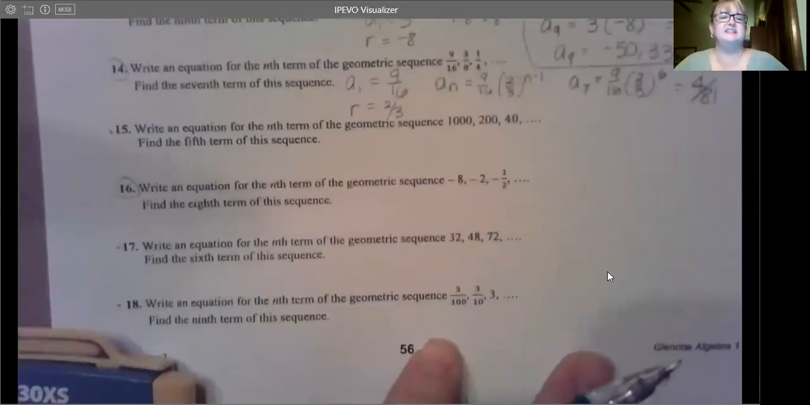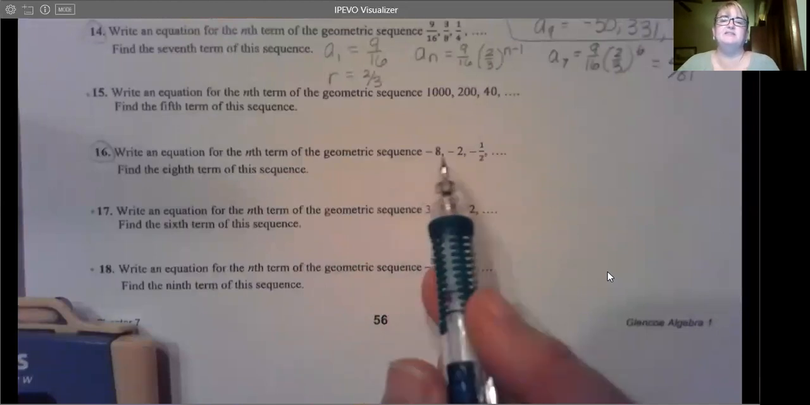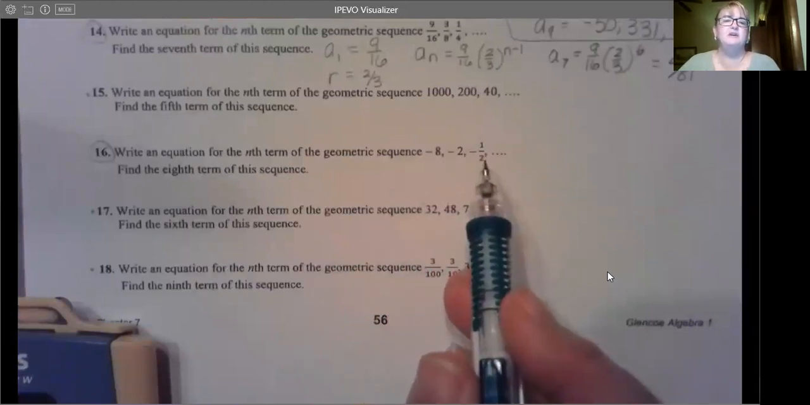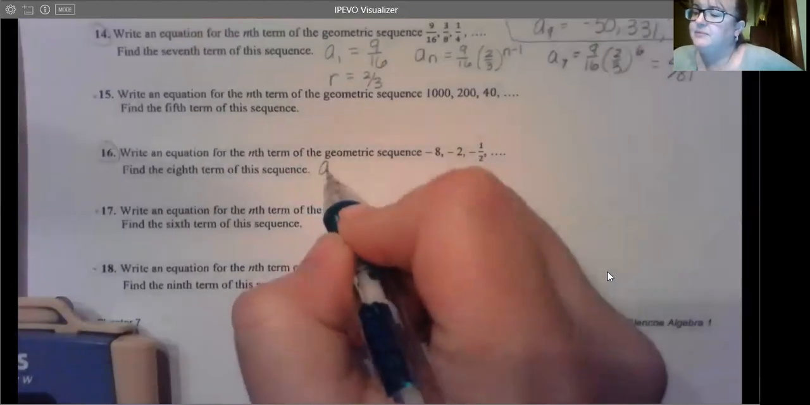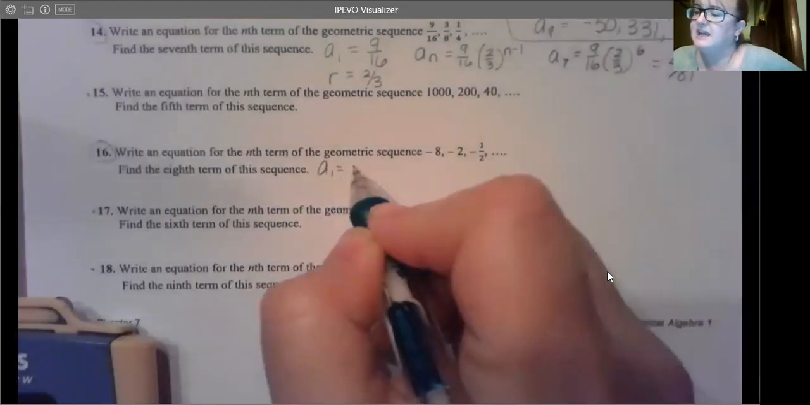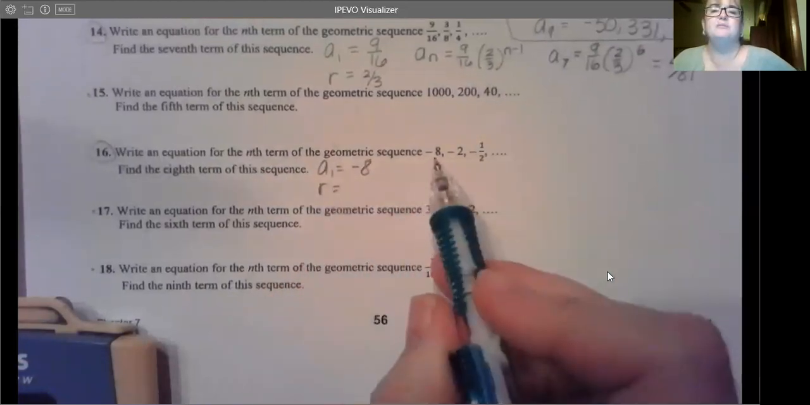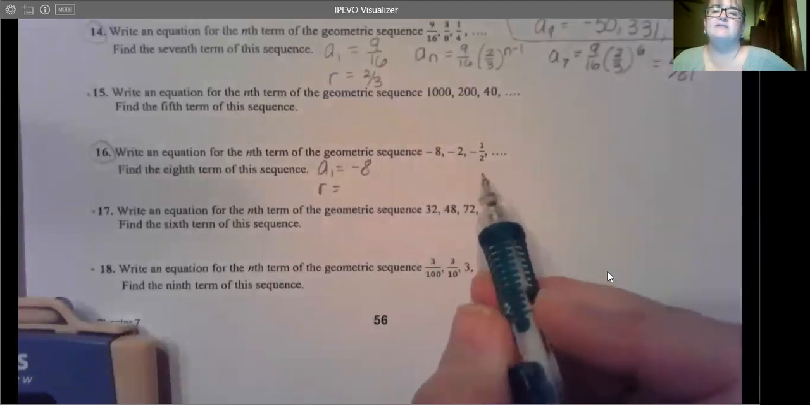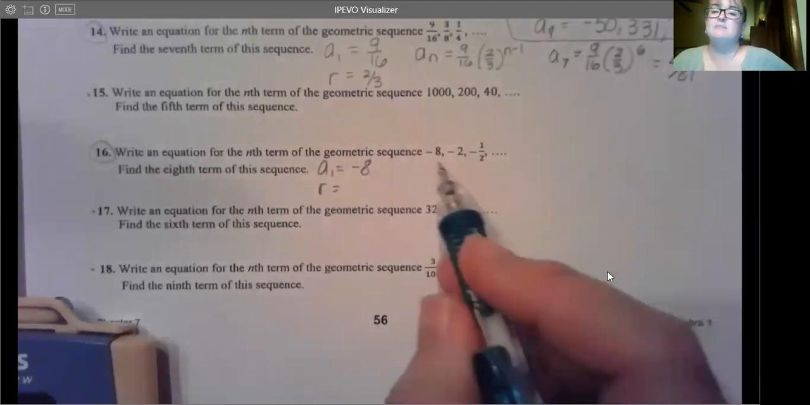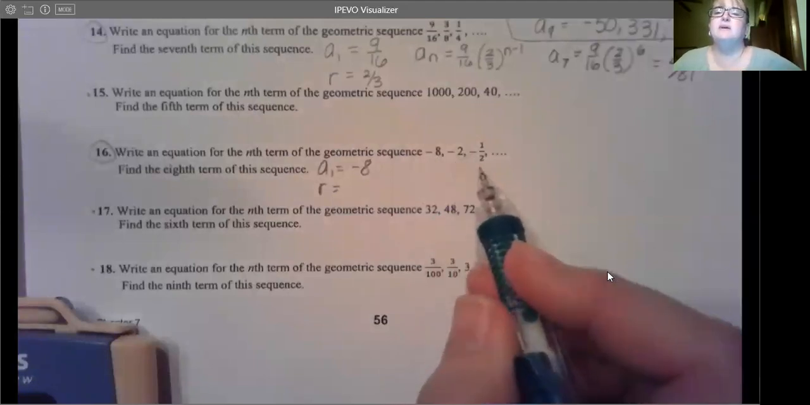Let's look at 16. Write an equation for the nth term of the geometric sequence, negative 8, negative 2, negative 1/2. Find the 8th term. Okay, A sub 1, the first term, is negative 8. The common ratio, what is happening to go from negative 8 to negative 2 to negative 1/2? Well, we are dividing by 4. Negative 8 divided by 4 is negative 2. Negative 2 divided by 4 is negative 1/2.